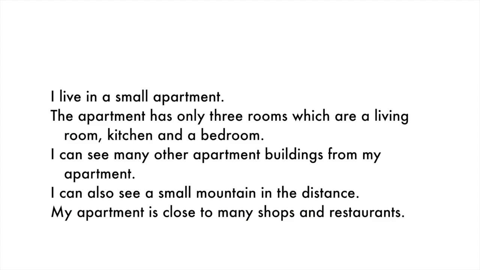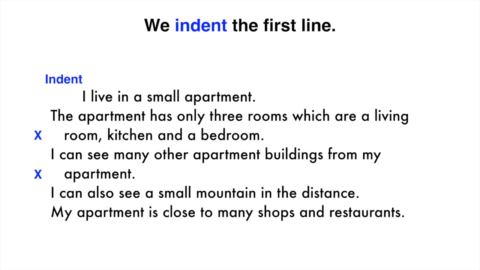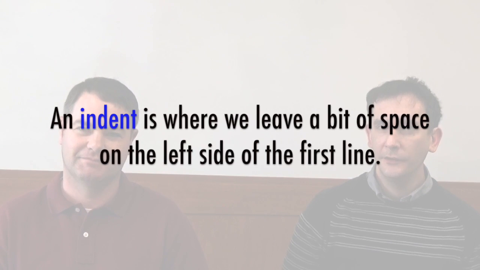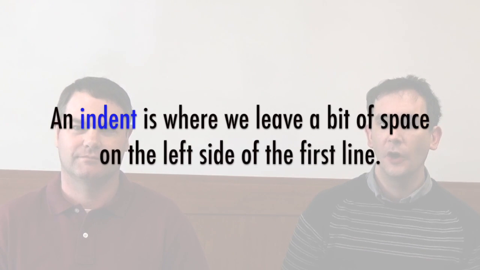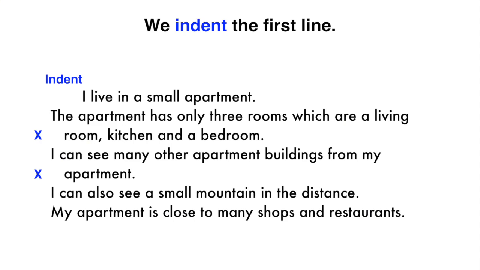Issue number 2 is that the first line of the paragraph is not indented. An indent is an extra space on the left-hand side of the first line. You can do this by hitting the Tab key on your keyboard, or if you are writing by hand, maybe use a finger to judge how much. An indent is where we leave a bit of space on the left of the first line. Only the first line? Only the first line.